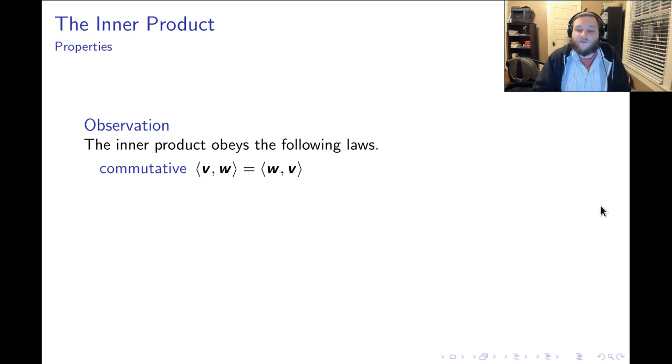So what sorts of properties do inner products obey? The first property is the commutativity property. All this means is that it doesn't matter the order we do this in. The inner product of v with w is the same thing as the inner product of w with v.